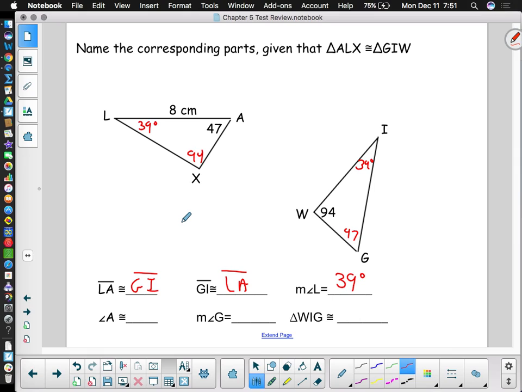How about angle A is congruent to? Don't say 47, because it's not asking for the measurement, is it? Angle A corresponds to angle G, yep. And I need the angle symbol. If you don't put angle G there, if you just put G there, the angle is not congruent to a point.